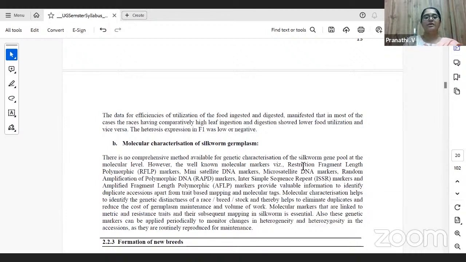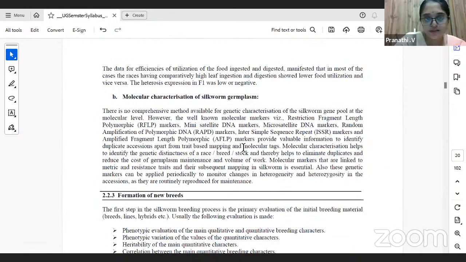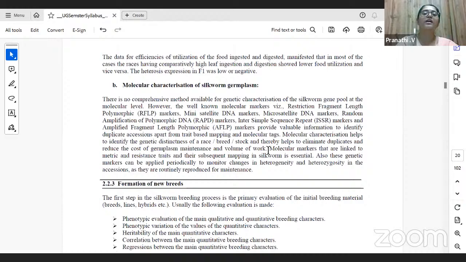So when you see the hybrid vigor and the heterosis expression in the first filial, that is your first progeny, F1 was low or either negative. And when you come to see the different kinds of characterization at a molecular level of the silkworm germplasm, then you get to see that in the gene pool, you have different RFLP markers, you have your minisatellite DNA markers, microsatellite markers, and RAPD markers, and different kinds of AFLP, that is your amplified fragment length polymorphic markers.